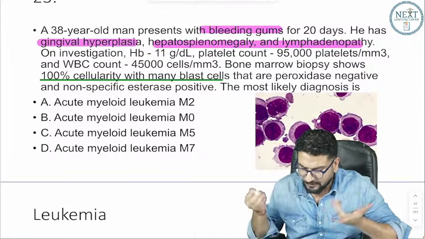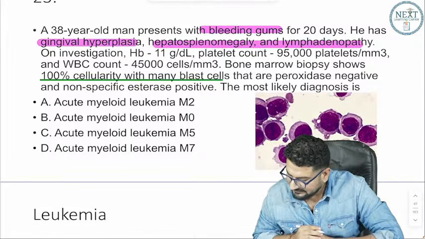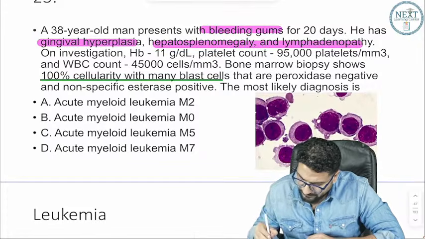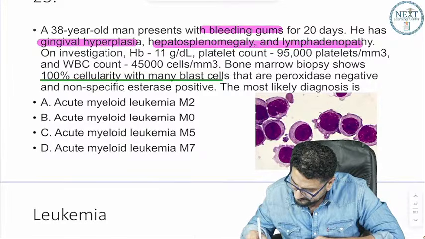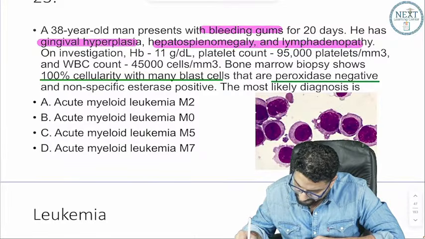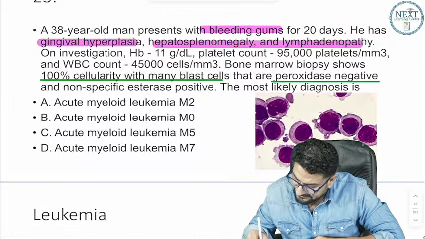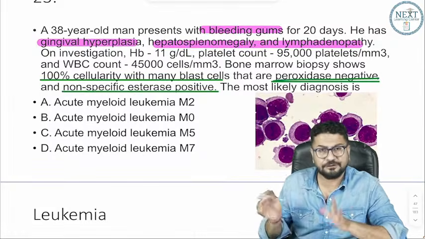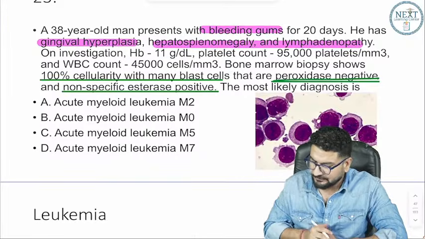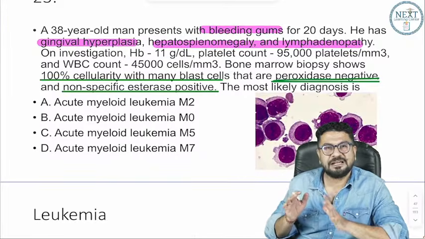Here they are telling you all the options of AML. Now look at the stem and try to understand. Remember, these myeloid cells are positive for myeloperoxidase. Here it is written peroxidase negative and non-specific esterase positive, so again that is also a feature of myeloid cells. The clear-cut hint in the question is: which leukemia will have gum hyperplasia?